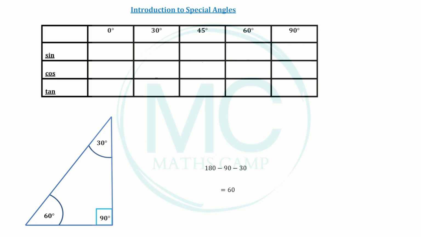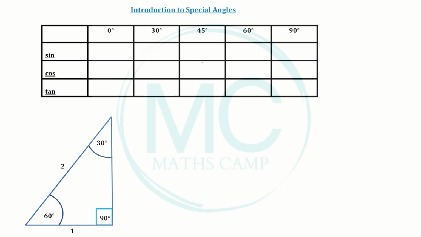Before we look at the different trigonometric ratios, we need the lengths of each side of the triangle. Let's say the length of the side at the bottom is 1 unit long, and let's say the length of the hypotenuse is 2 units long. Now we can use Pythagoras to find the length of the third side.